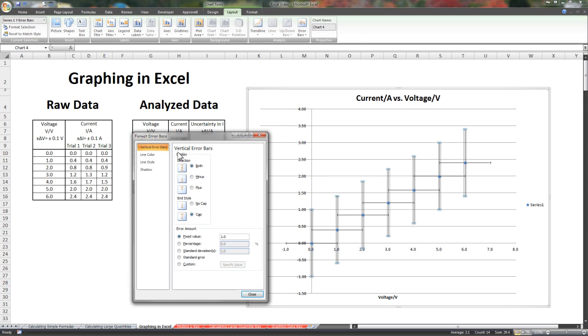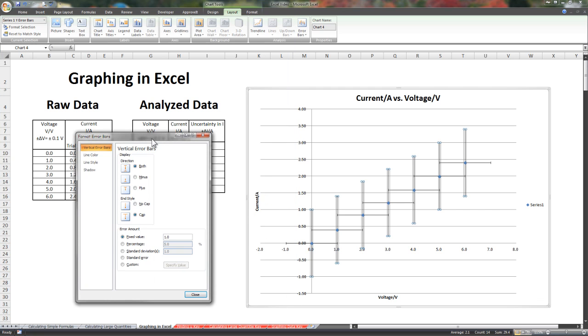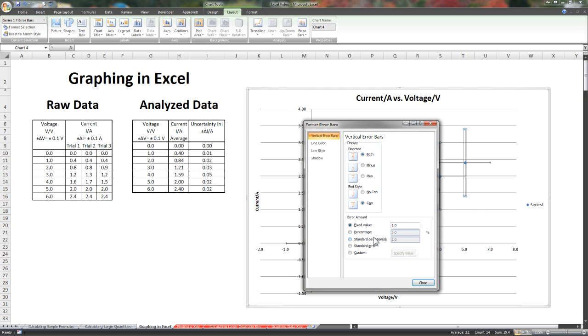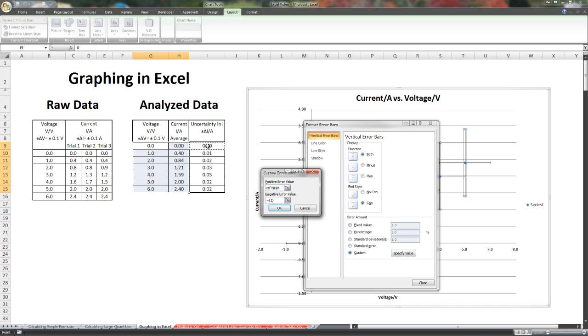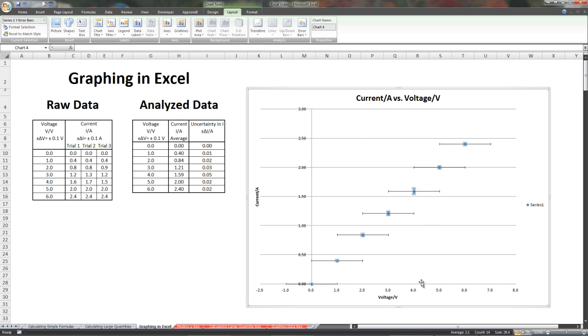So whenever I'm talking about vertical error bars, my vertical is current. In this case, for the uncertainty in the current, I'm going to have to do a custom because it's different each time. So I'm going to do a specific value. This is the value I'm going to highlight for my positive, because this is the one I calculated, but it's also the plus or minus, so it's also the negative. Once I enter that in, I click OK, and then I click Close.